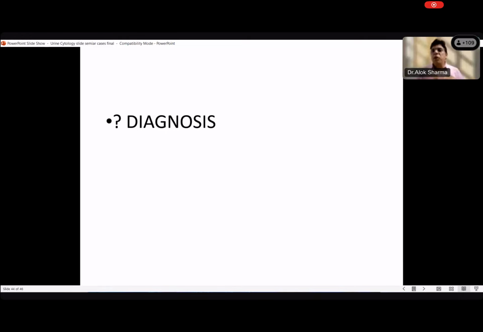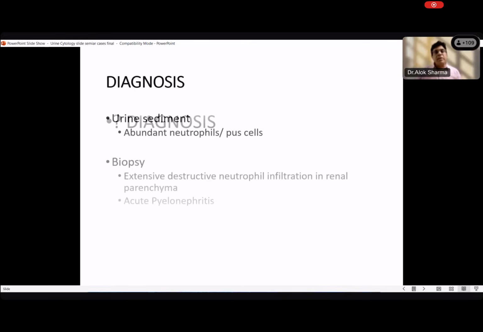So always remember in the kidney, when you have neutrophils, you think about infections. Unlike other organs, interstitial nephritis in the kidney is predominantly composed of mononuclear cells, lymphocytes. Whenever you call pyelonephritis, it is neutrophils. Interstitial nephritis is composed of lymphocytes. This is the reason I wanted to bring this case up. So abundant neutrophils and pus cells and extensive destructive neutrophil infiltration. So this is acute pyelonephritis, which you can very well diagnose by examining the urinary sediment.